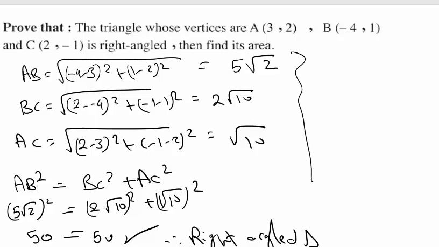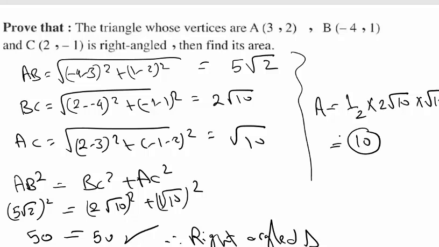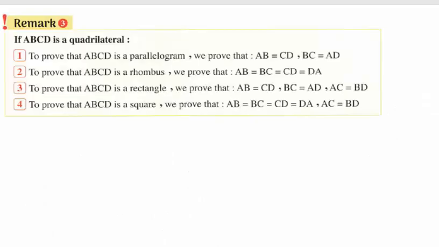Now, how to get its area? As you know, the area of the right angle triangle is half the product of the two perpendicular sides. So area will be half multiplied by 2 square root 10 times square root 10. So I think the area will be 10 units. Let's move to the next remark.